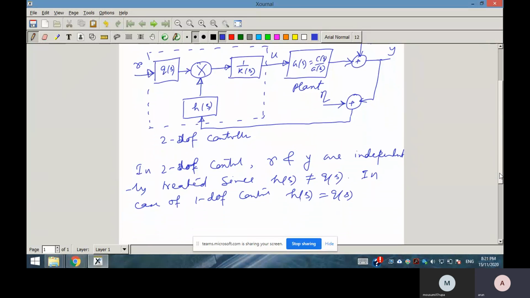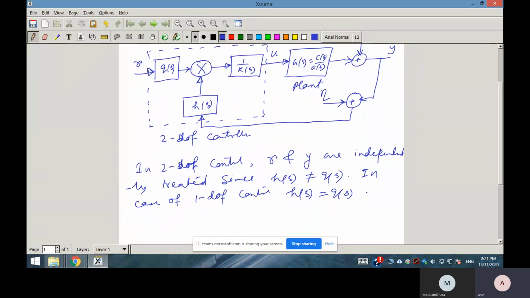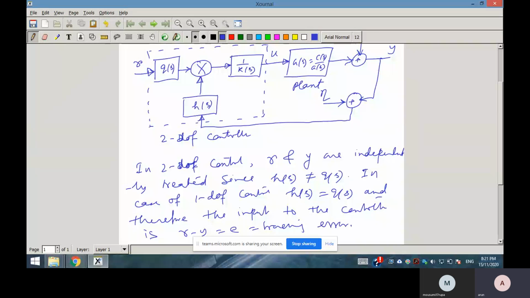So I have written, in case of 1 degree of freedom, H(s) equals Q(s), and therefore the input to the controller is R minus Y, equal to the error, the tracking error. Okay, so this I have written. This is an important piece of information.